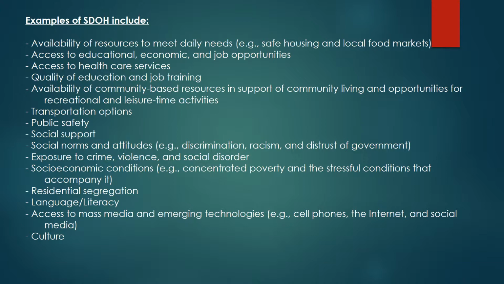Examples of social determinants of health include availability of resources, access to education, public safety, transportation options, residential segregation, language and literacy. A rule of thumb is if you are thinking of a marginalized population in our society, they have high risks based on their social determinants.